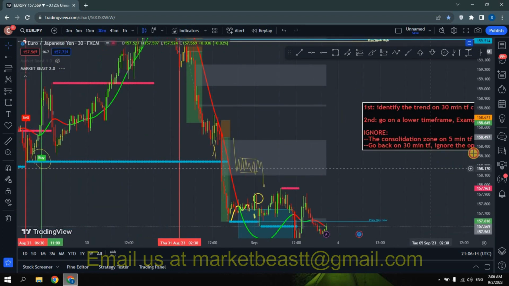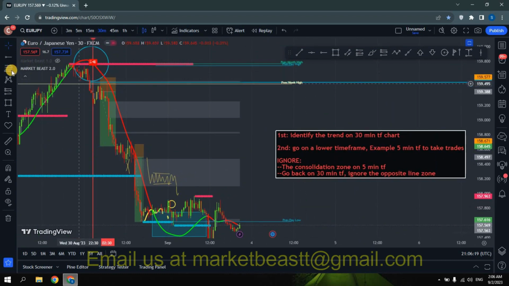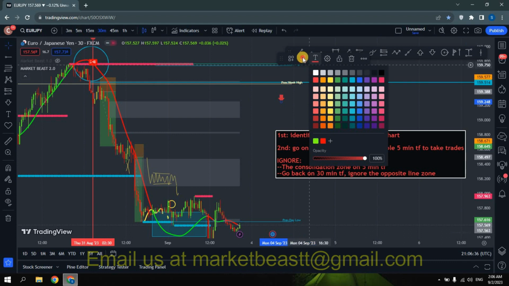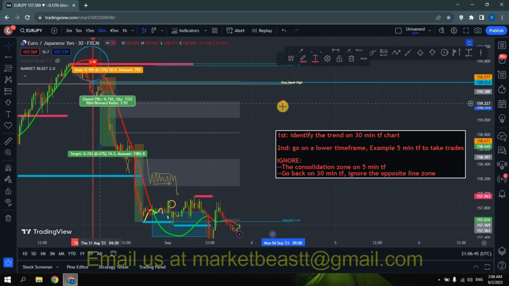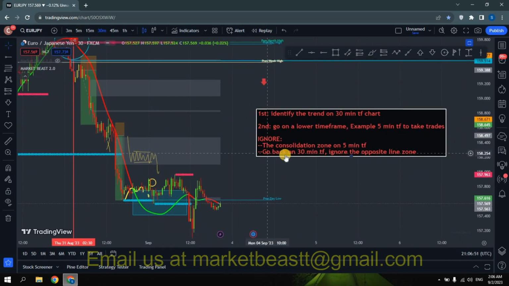Let me make it more clear again. Let me revise that. We are in a downtrend. Let me write it. Let me just make it by symbols. We are in a downtrend. How can I zoom it? Right. If we are in a downtrend on 30 minutes, go back on 30-minute time frame and ignore the opposite line zone.